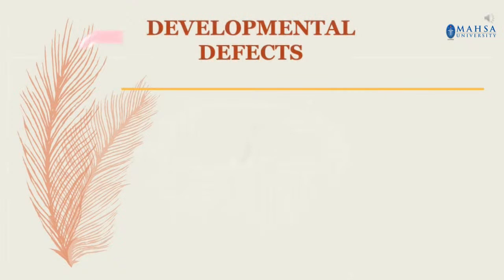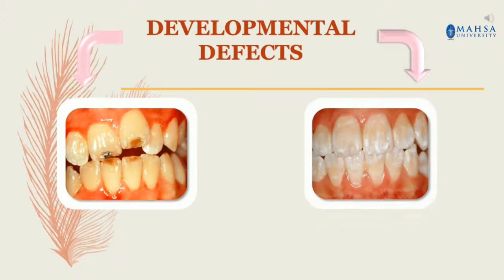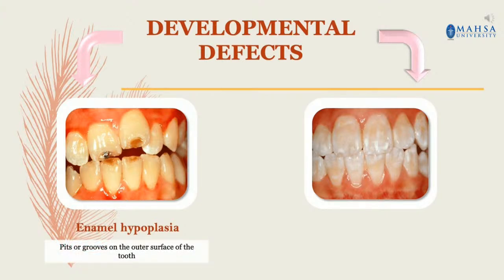Next are the developmental defects of the teeth. These defects occur during developmental stages of the teeth before they enter the mouth and become visible. The most common defect is enamel hypoplasia. Enamel is the outermost layer of our teeth. In enamel hypoplasia, the enamel becomes thin or absent, which results in pits or grooves on the tooth surface. It appears as brown or yellow stains as seen in the picture.